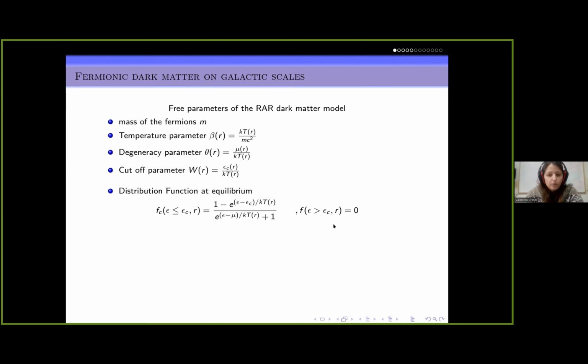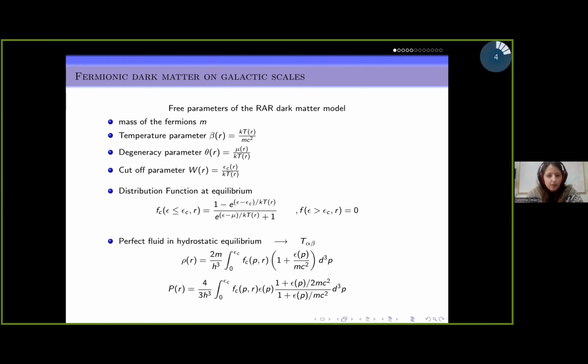We also model these fermions as a perfect fluid in hydrostatic equilibrium. For them, we have the energy momentum tensor of the perfect fluid, where the density and pressure are given by these expressions, and they are obtained by integrating the distribution function over momentum space up to the cutoff momentum.